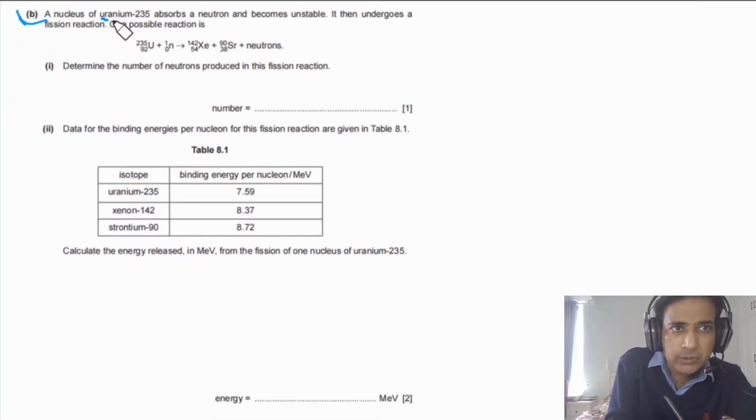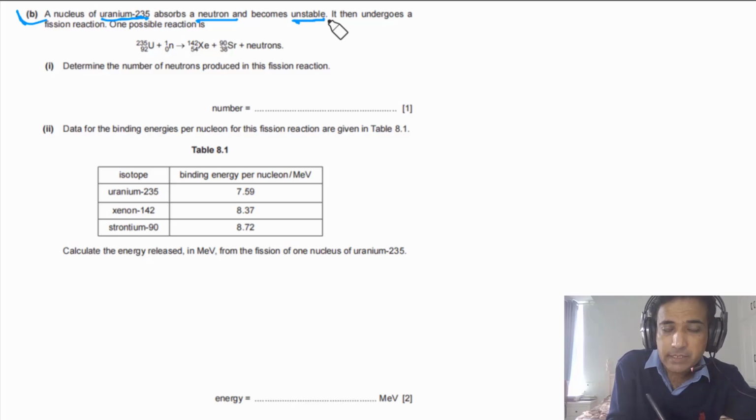Part B says a nucleus of uranium-235 absorbs a neutron and becomes unstable. It then undergoes a fission reaction. One possible reaction is shown here. Determine the number of neutrons produced in this fission reaction.